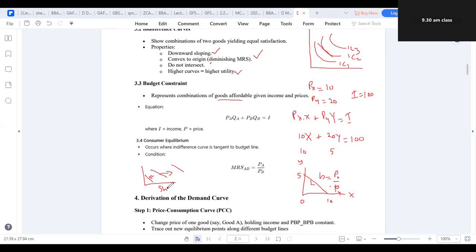So this is causing a shift. In our previous class, we were talking about shifts. So the shifts here, this income. So here to be an increase what? In income, and a decrease here in income.